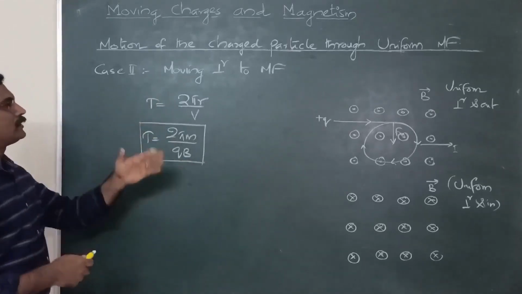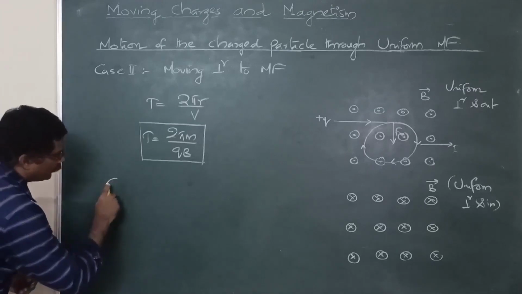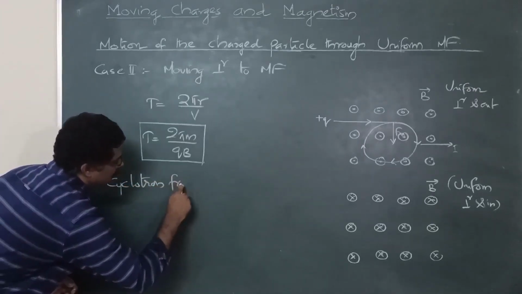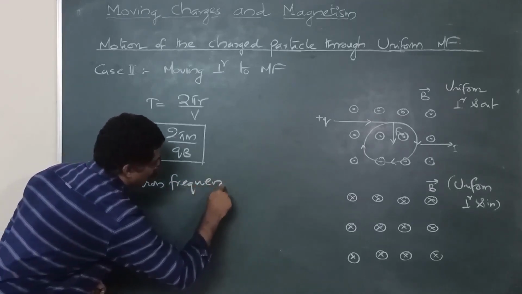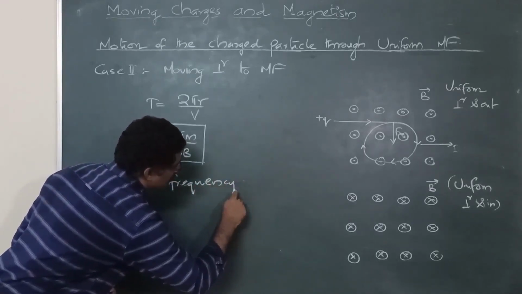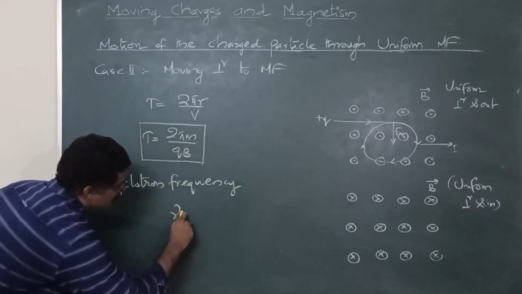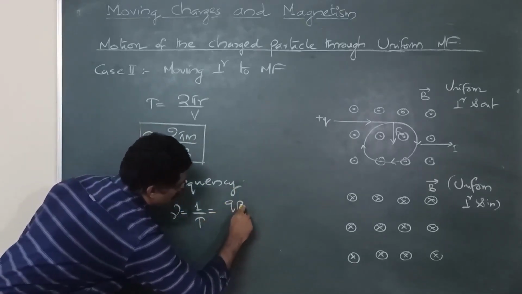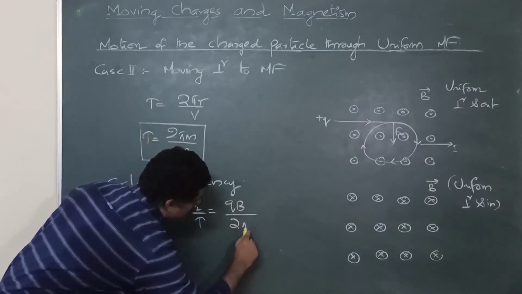And what is the frequency of circular motion? That frequency is called cyclotron frequency. What is the cyclotron frequency? Nu is equal to the reciprocal of time period, that is equal to qB divided by 2 pi m.